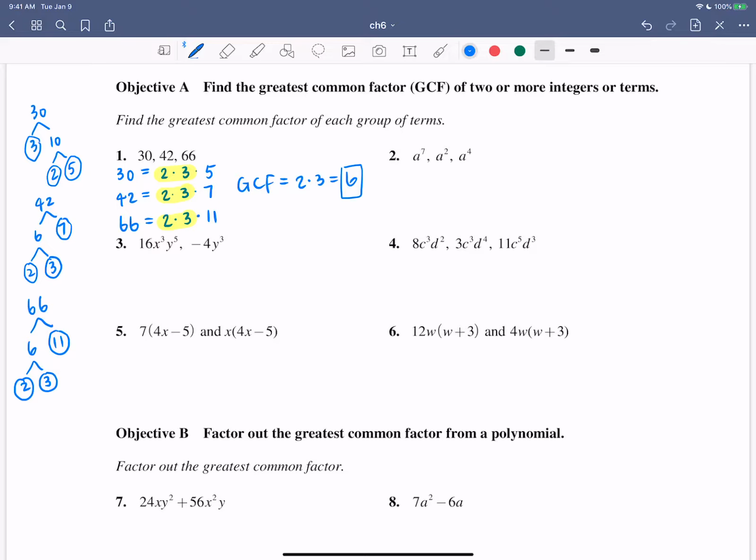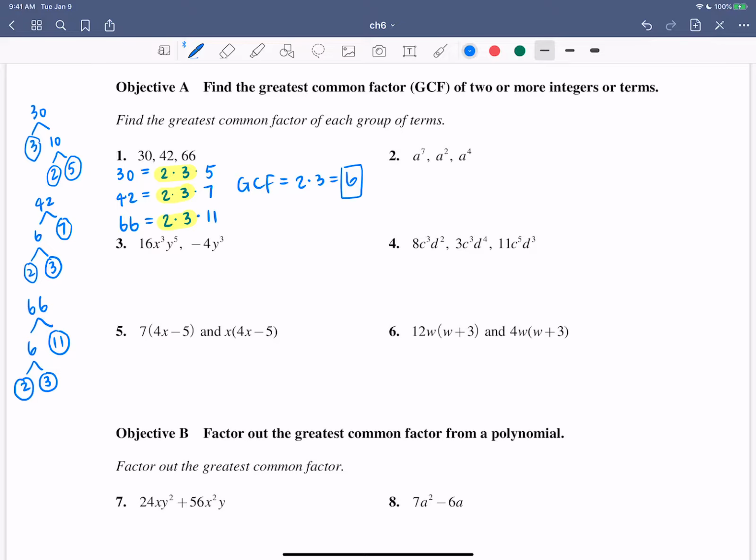Number 3. For this chapter, however, when we look at GCF, we're not looking at GCF of numerical numbers. We're looking at GCF of algebraic expressions. So you have to check the numerical part, which is usually the coefficient, as well as the variable part. Let's look at number 3. 16x cubed y to the 5th, negative 4y cubed.